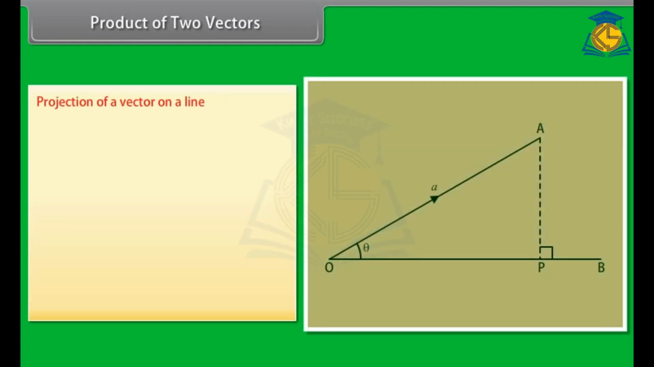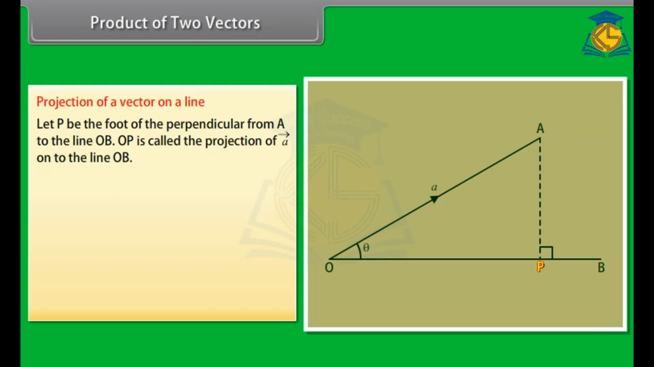Projection of a vector on a line. Let P be the foot of the perpendicular from A to the line OB. OP is called the projection of vector A on the line OB. Vector OP is equal to magnitude of vector A into cos theta, where vector A is equal to vector OA and theta is angle AOP.